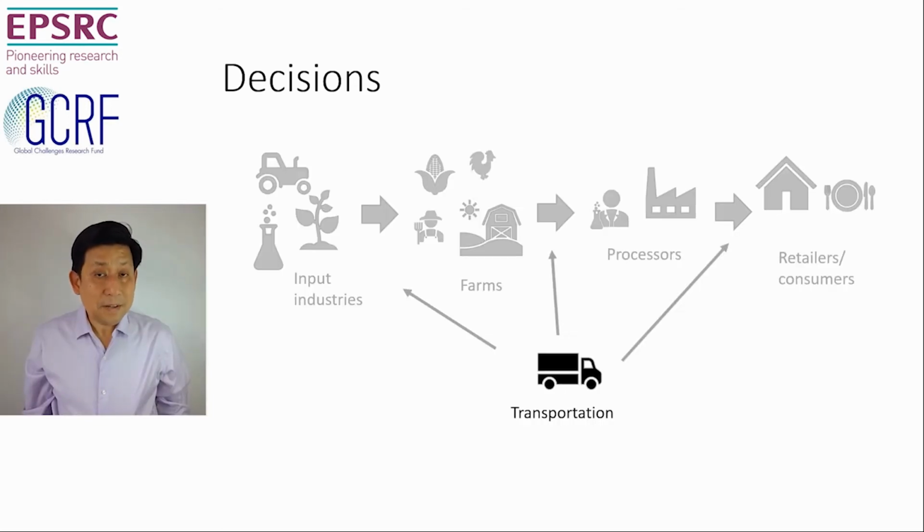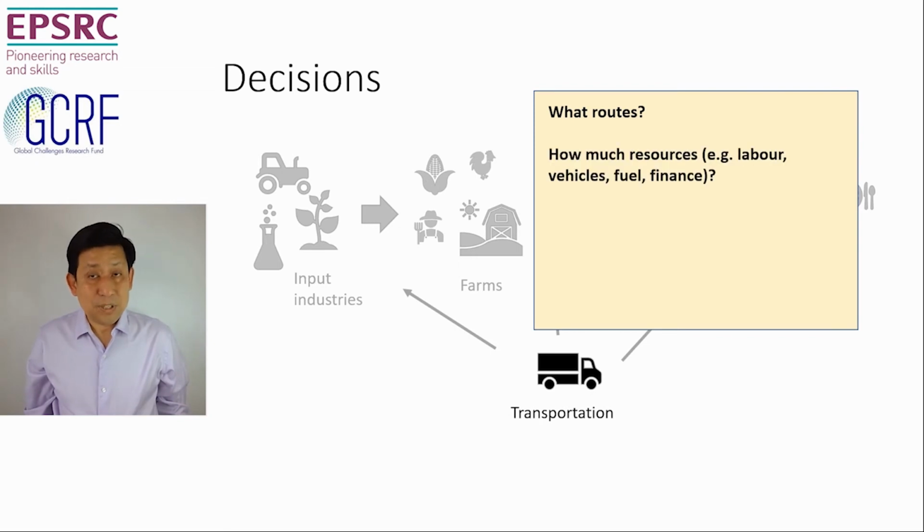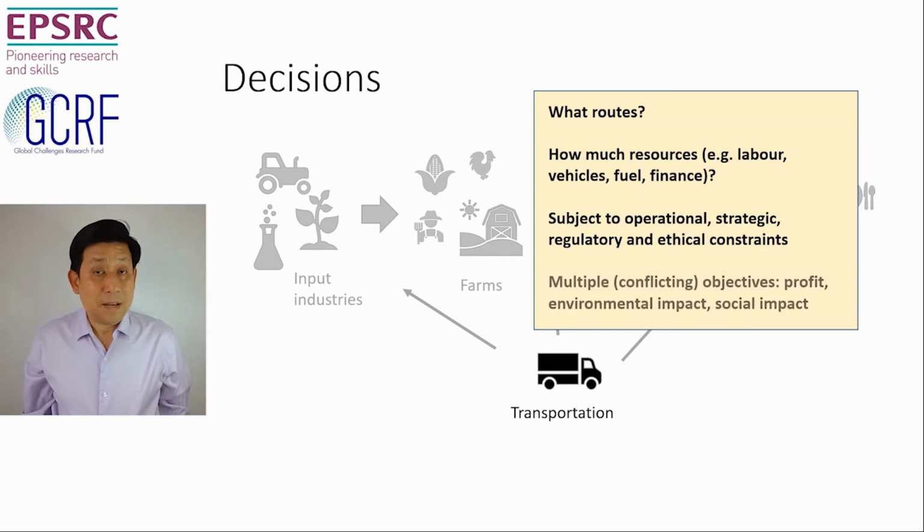Now, if we look at the transportation, they too have to make decisions. For example, they have to decide what routes, how much resources, drivers, vehicles, fuel, finance, and others. They also have to operate under certain constraints, and they have multiple objectives too.